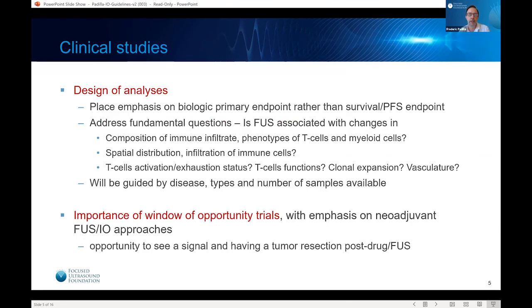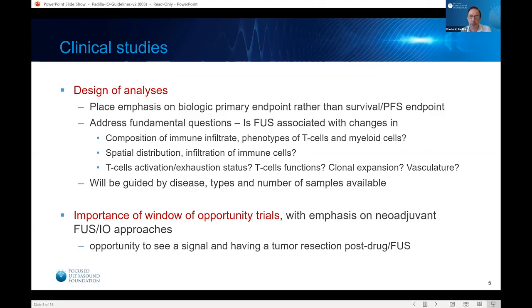So we try to separate clinical studies from preclinical studies. And I think we discussed this during the workshop, and especially this morning. Dr. Lavallée discussed it again, that the emphasis here should be placed on a biologically primary endpoint rather than survival or progression-free survival in these clinical studies, because we are maybe not there yet. So what we want to do is to try to address fundamental questions. Is focused ultrasound associated with changes in the composition of the immune infiltrate, the phenotypes of T cells or myeloid cells, spatial distribution, infiltration, activation, exhaustion status, effect on the vasculature that we quickly discussed in the previous session, for example. And this will be guided, again, by the disease types and number of samples available.